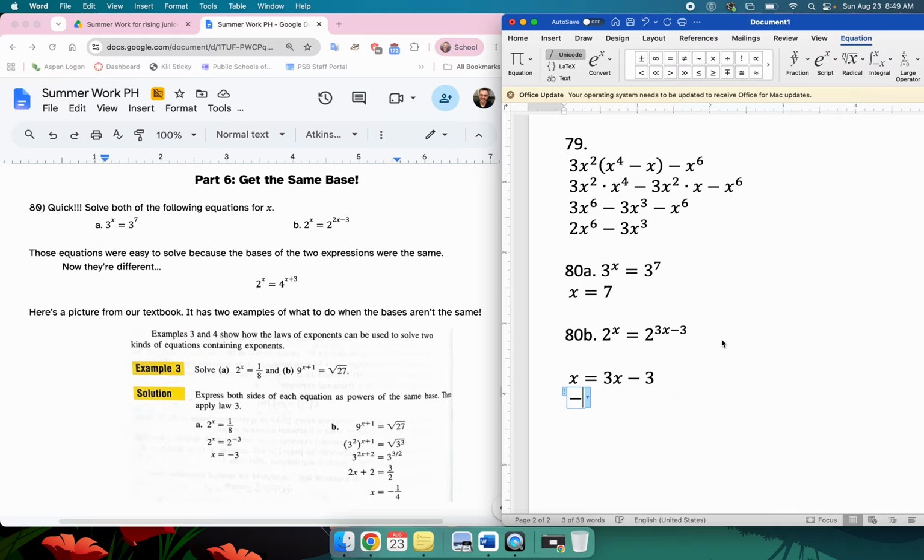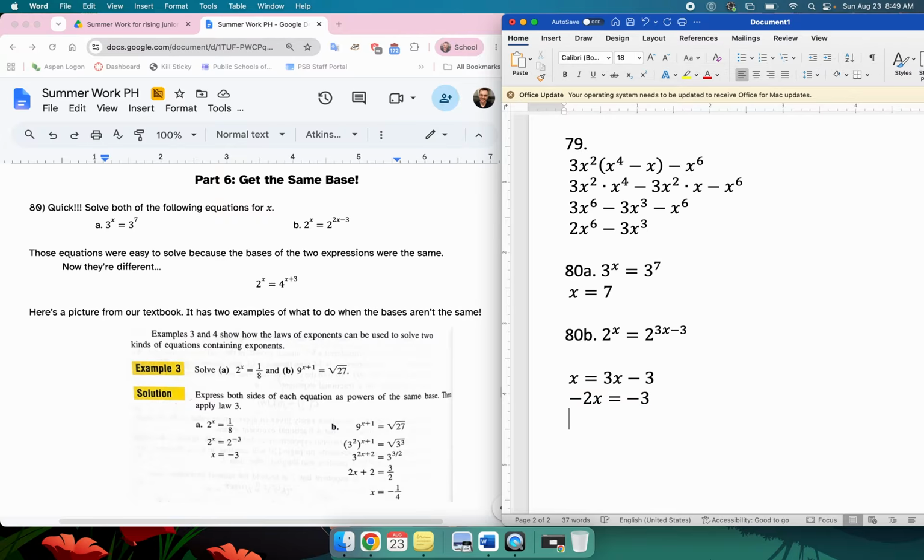And then that's just a linear equation. Subtract 3x on both sides. Negative 2x is equal to negative 3. Divided by negative 2, you get x is equal to 3 halves.